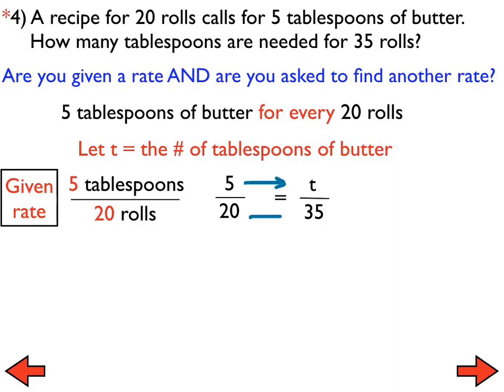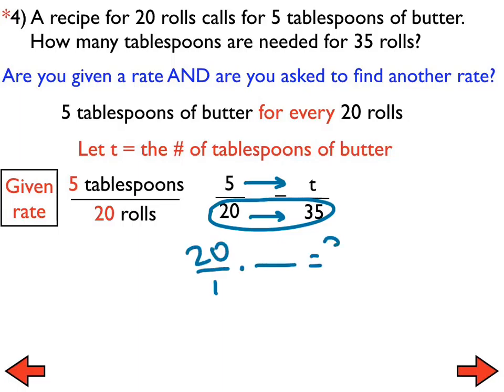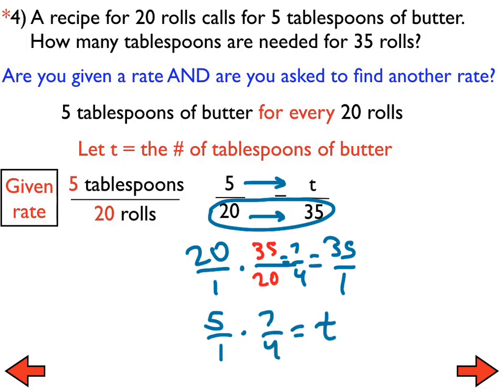And again, reading this towards the variable means I'm going to start with my 20. 20 times what equals 35? What would that be? 7 over 4. 35 over 20, which reduces to 7 over 4. Good. So I'm going to go ahead and use the 7 over 4 just to make my life easier with smaller numbers. So 5 times 7 over 4 equals my T.